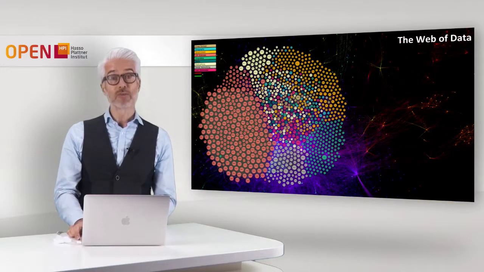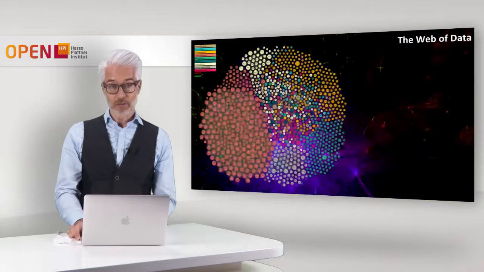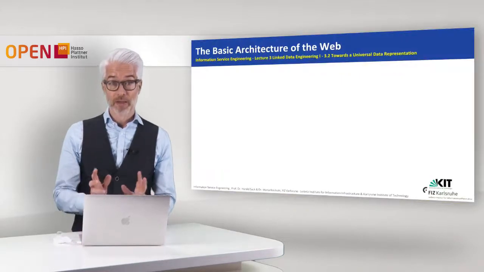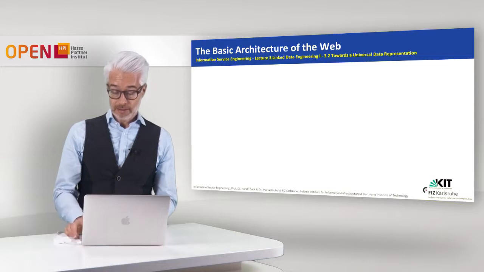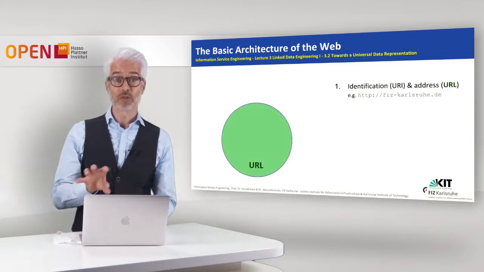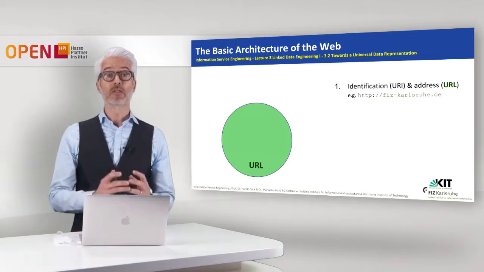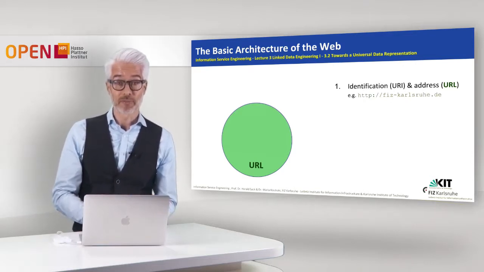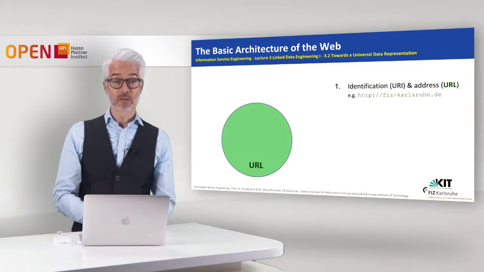For that, we first have to take a look at the traditional web. Let's have a look at the basic architecture of the traditional web. Everything in the web usually is addressed with the help of a so-called uniform resource identifier. This is kind of an address. So the URL, the uniform resource locator, this is the address of every single web page that you access.